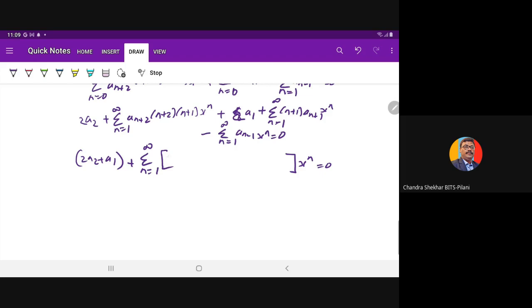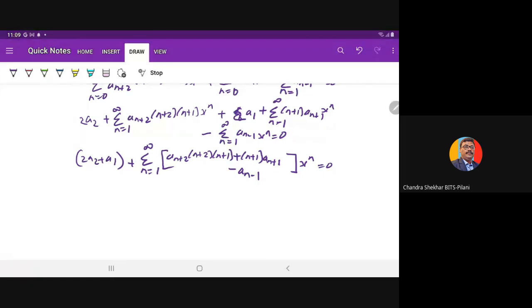So from the first summation we have a_n plus 2 (n plus 2)(n plus 1). From the second summation, n plus 1 a_{n plus 1}, and then a_{n plus 1} minus a_{n minus 1}.